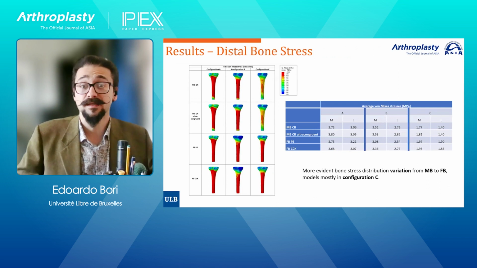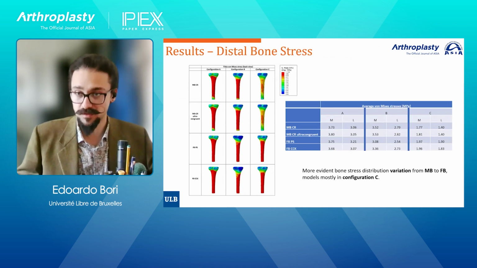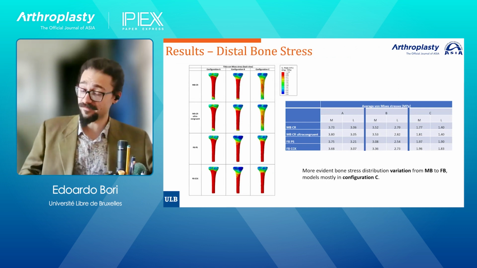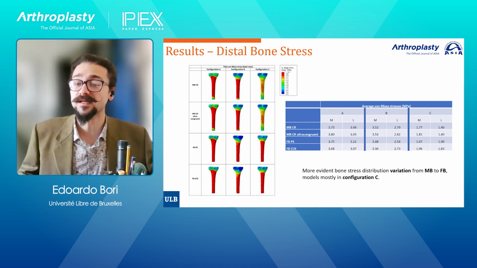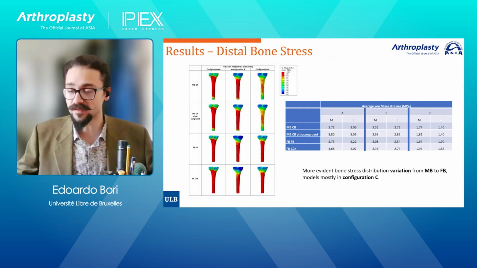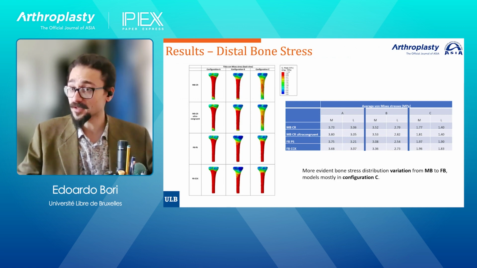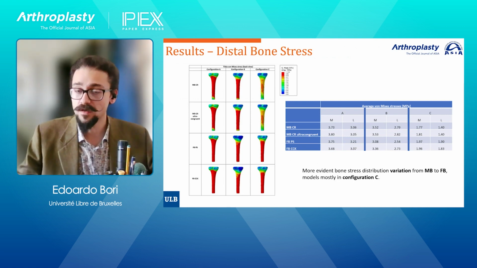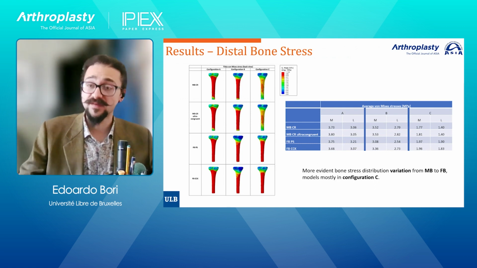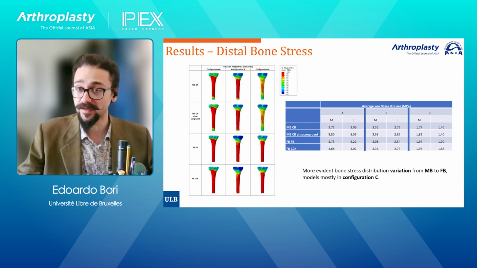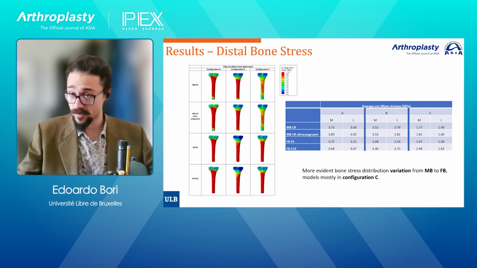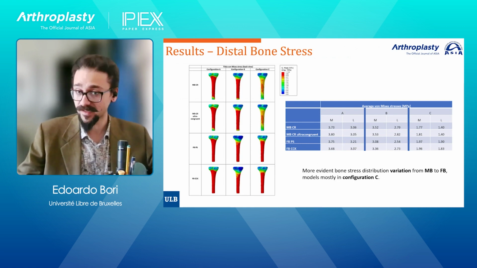If we then go and check the distal portion of the bone, we can see once again that the results are pretty constant among the different implants and the different boundary conditions, with the exception of a significant variation that can be found during configuration C, that is standing up from the chair, in which we can once again see a difference between the fixed bearing and the mobile bearing models, with the mobile bearing model showing a lower concentration of stress.